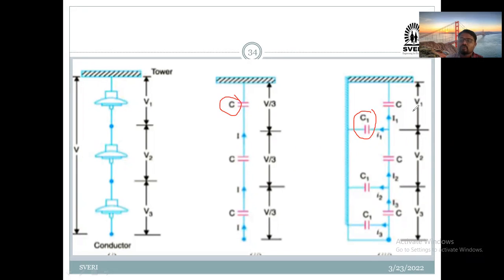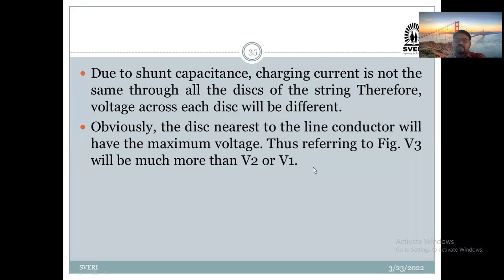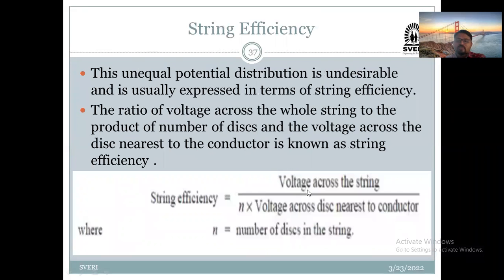Okay, V1 is the voltage across the first disk, V2 the voltage across the second disk, V3 the voltage across the third disk, and it goes on continuously, progressively. And as far as the formula for string efficiency is concerned, what is that formula? The voltage across the string divided by N into the voltage across the disk nearest to the conductor. N stands for the number of disks in this particular string.